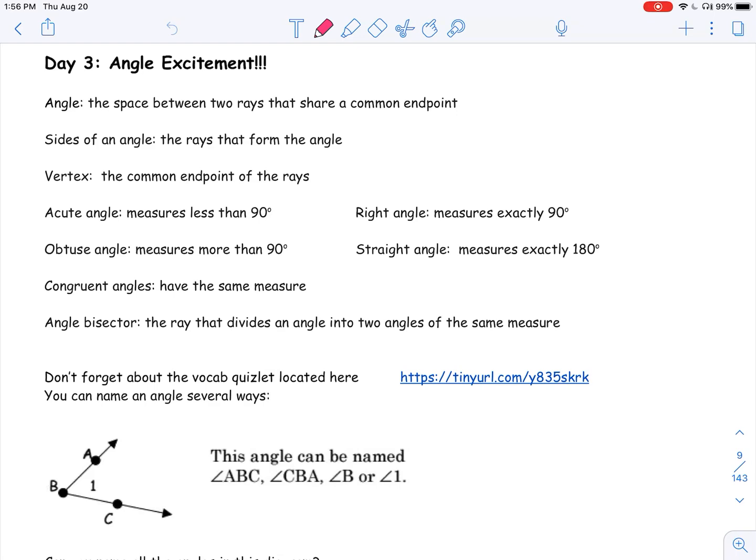An acute angle measures less than 90. A right angle measures exactly 90 degrees. Obtuse measures more than 90. Straight angle measures exactly 180, and congruent angles have the same measure. An angle bisector is a ray that divides an angle into two angles of the same measure.